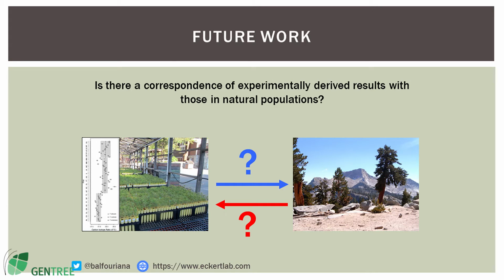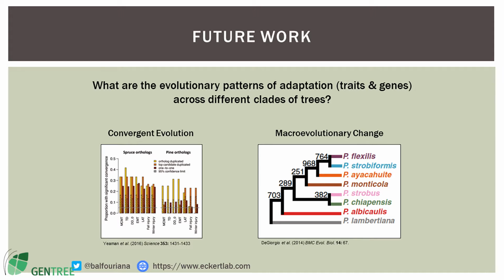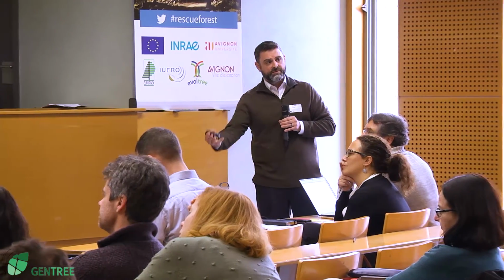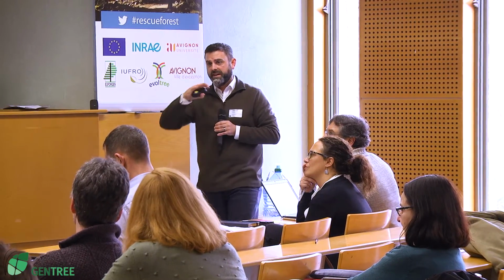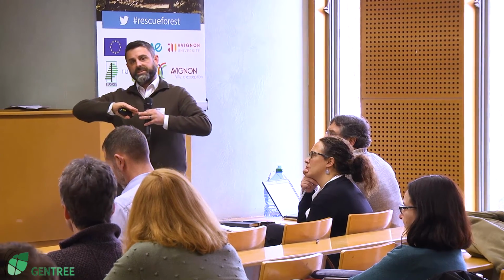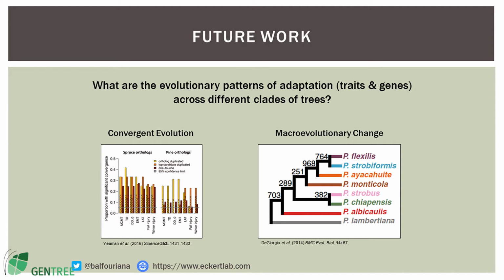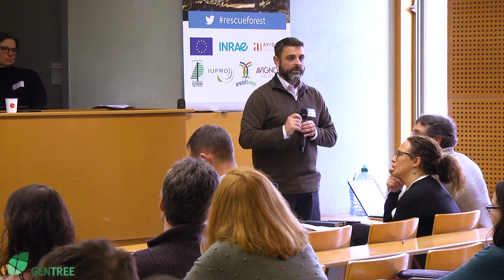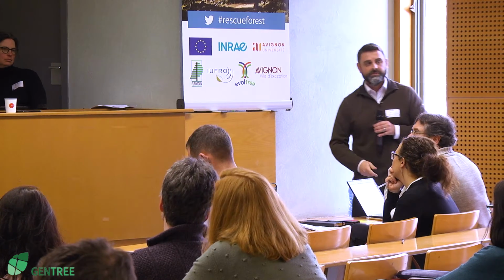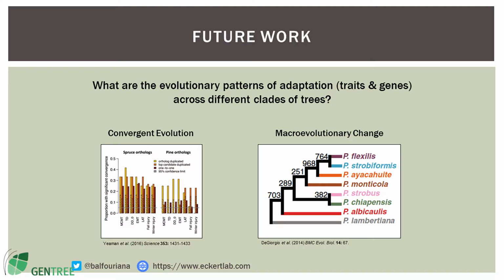And then lastly, what are the evolutionary patterns of adaptation, both traits and genes, across different clades of trees? Some seminal work by Sam Yeaman and colleagues talked a lot about convergent evolution, the genetic basis of it in spruces and pines. That sort of gets rid of the phylogeny because it was so long ago, it's not anything to do with parallel changes. What I'm talking about is taking a clade of closely related species and figuring out how traits and their architectures evolve on that particular phylogeny. Good old comparative phylogenetic type stuff. That's not done in trees very much and can be informative.